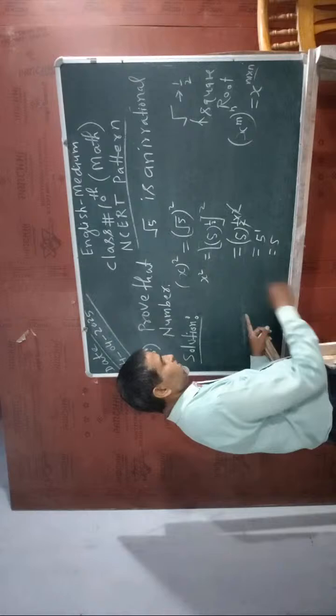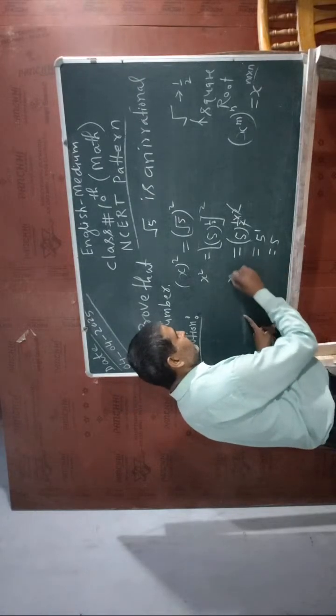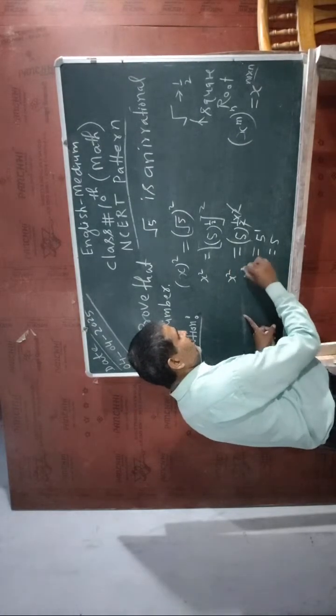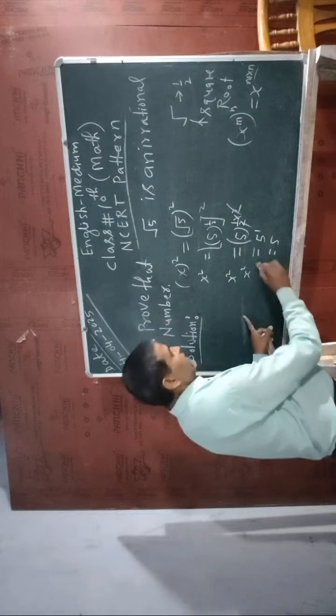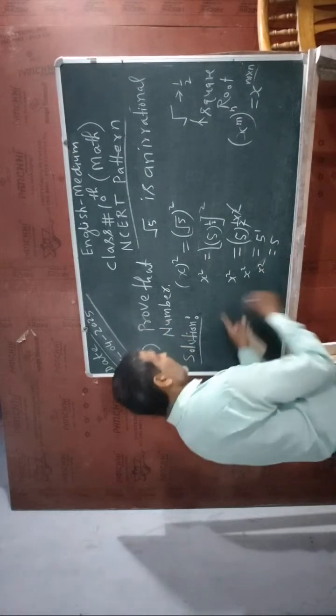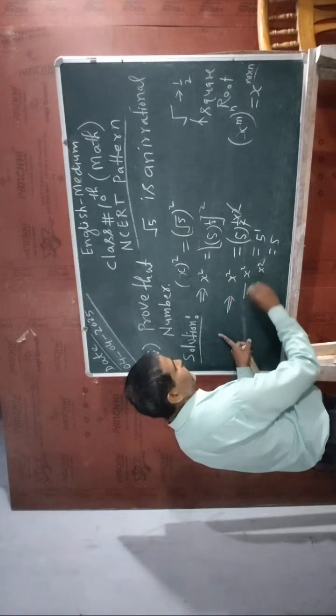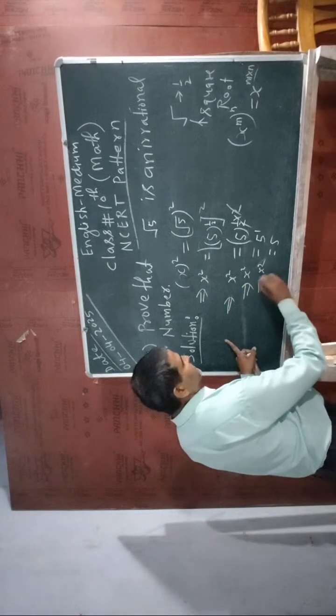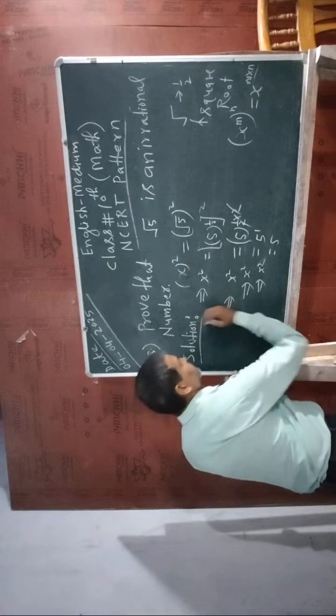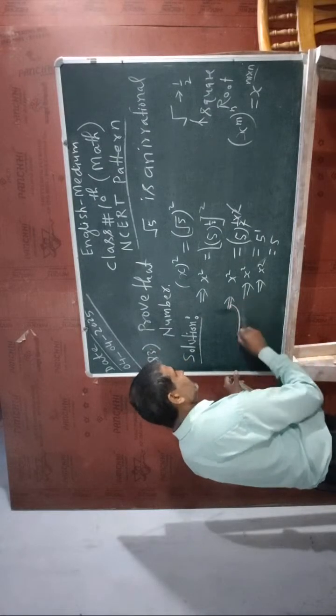Here x square is coming, so here I will write x square, and here equal is available, so I will use implies that. This symbol I say implies that.